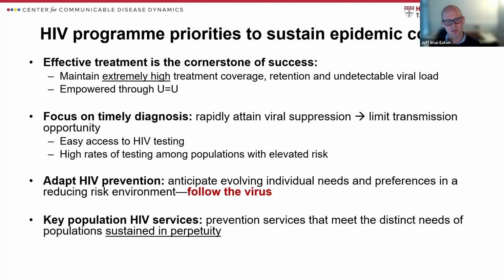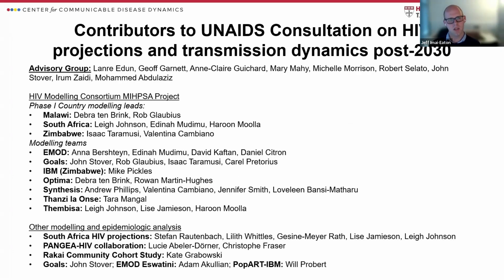We need to adapt our HIV prevention, anticipate evolving individual needs and preferences as the risk environment changes, and really follow this message of follow the virus to identify how we need to change our programs. And finally, as was emphasized by Keith at the start, we need to ensure that we maintain key population services, both prevention and treatment services that meet the distinct needs of populations and need to be sustained in perpetuity for these populations.